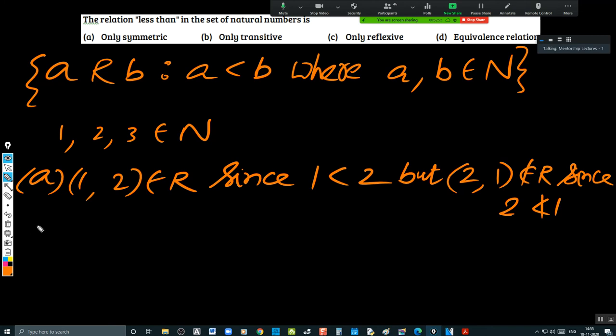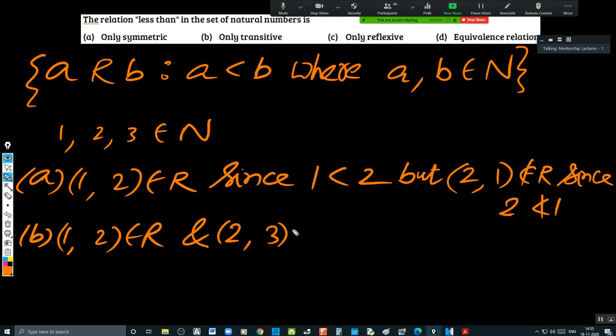Are you there, boys and girls? Second one, please. Only transitive. Let us check it out. 1, 2, as you said, belongs to R. And transitive we are checking out, so we take a common element. 2, 3 belongs to R implies 1, 3 belongs to R or does not belong to R? You have to tell me.